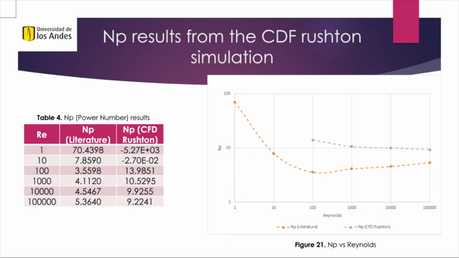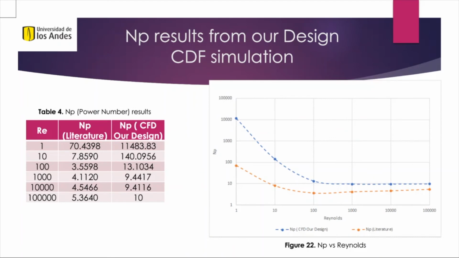On the other hand, when we start the transient regime, it can be seen that our CFD is very similar to what is given in the literature. It has the same behavior in the regimes and in the power number. Analyzing the results, we have a behavior very similar to the literature, which is a good sign. Therefore, we can say that these results are reliable.